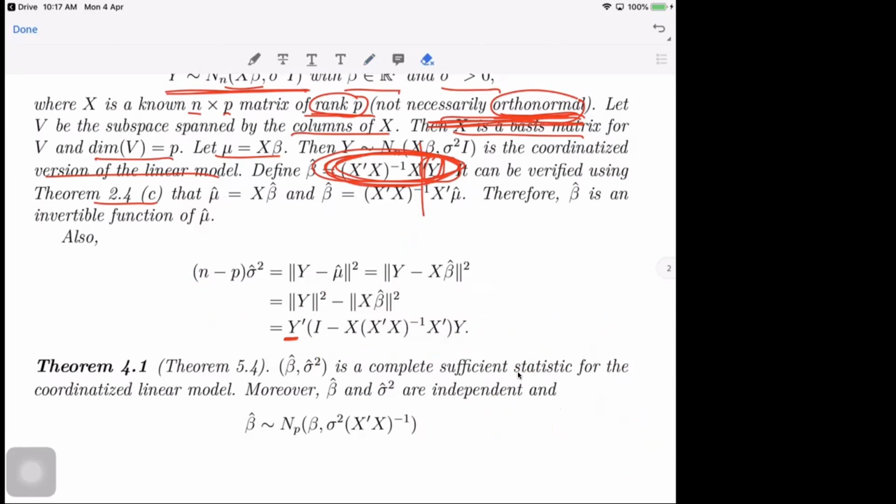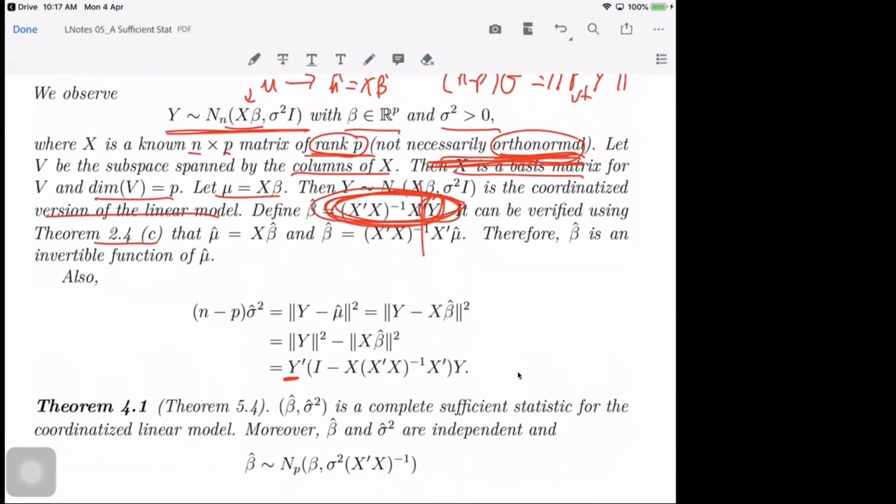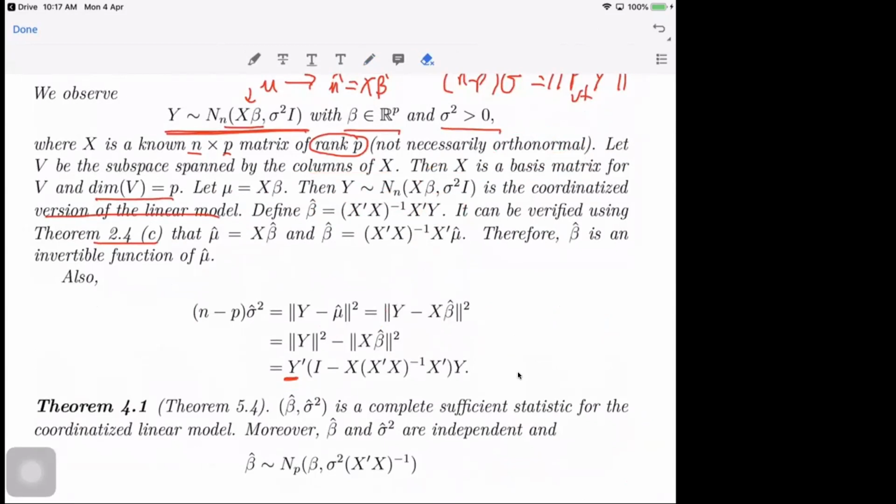So that is, in other words, we can always express mu hat as X beta hat, and you can always express your sigma in terms of your basis matrix and your Y, no?